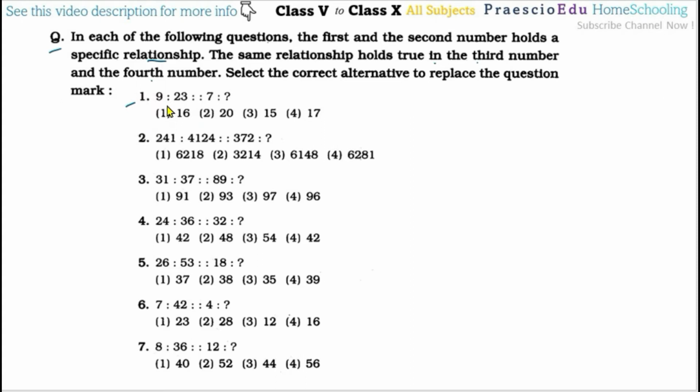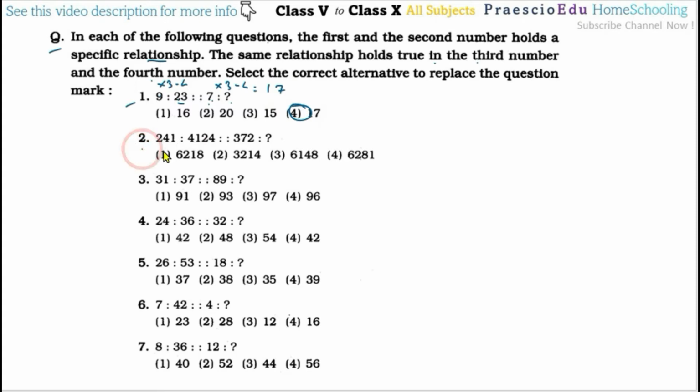So question number 1: 9, 23, 7, and then question mark. So if we multiply 9 by 3, 9 multiplied by 3 is 27, and then minus 4, from 27 minus 4 means 23. Likewise 7 multiplied by 3 is 21, minus 4 is 17. So 17 is the correct option number 4.